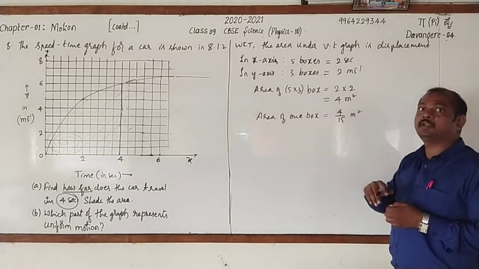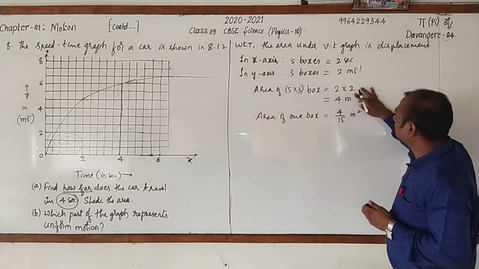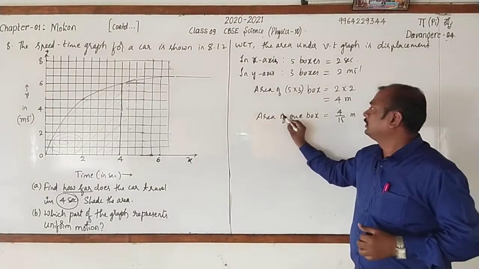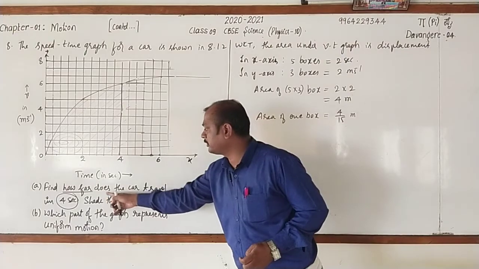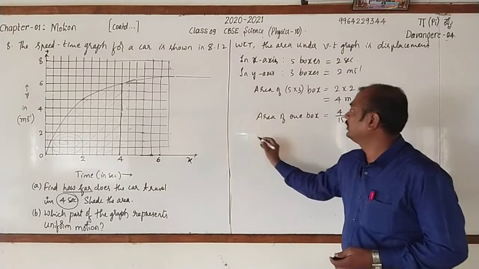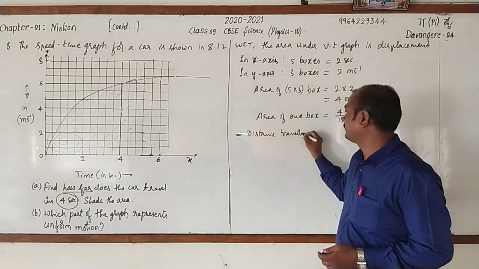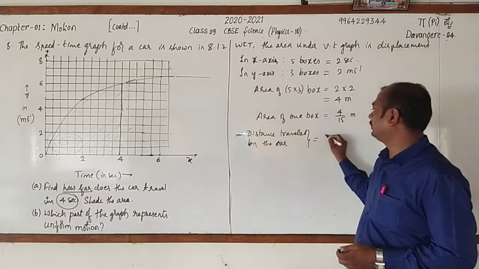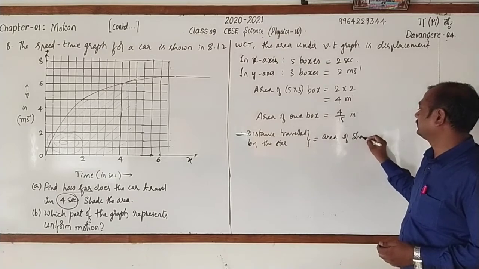But here, what is the area under the VT graph? It is distance. Hence, I just go for taking out square. Clear now? Understood? Now, you want to find out the distance traveled by the car. It is nothing but the area of this shaded part. Here I write distance traveled by the car is equal to area of shaded part.